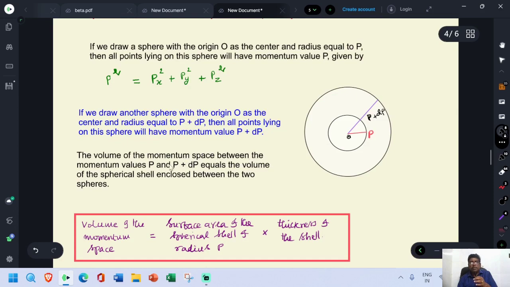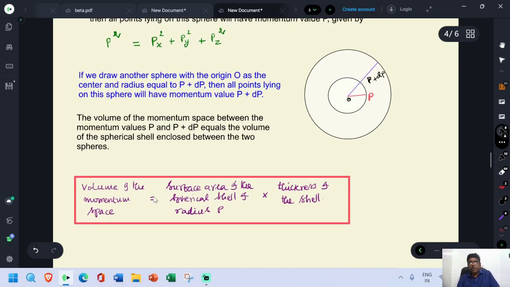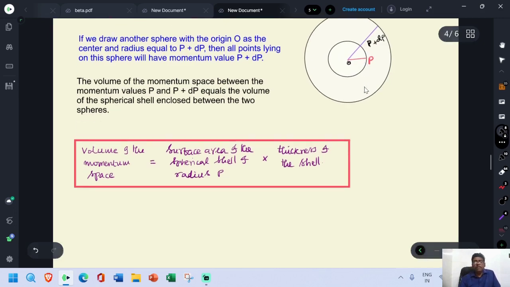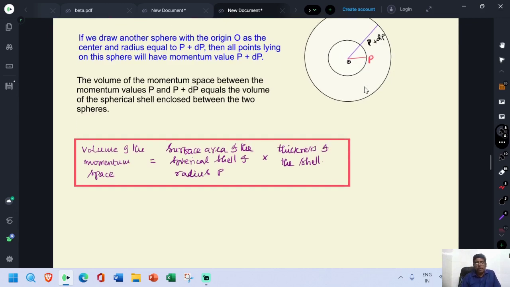The volume of the momentum space between the momentum values p and p plus dp equals the volume of the spherical shell enclosed between the two spheres. Volume of the momentum space equals the surface area of the sphere of radius p into the thickness of the shell. The surface area of the sphere is given by the formula 4πr square. Here the radius is p, so 4πp square into the thickness, which is dp. This is p, this is p plus dp, so this thickness is dp.